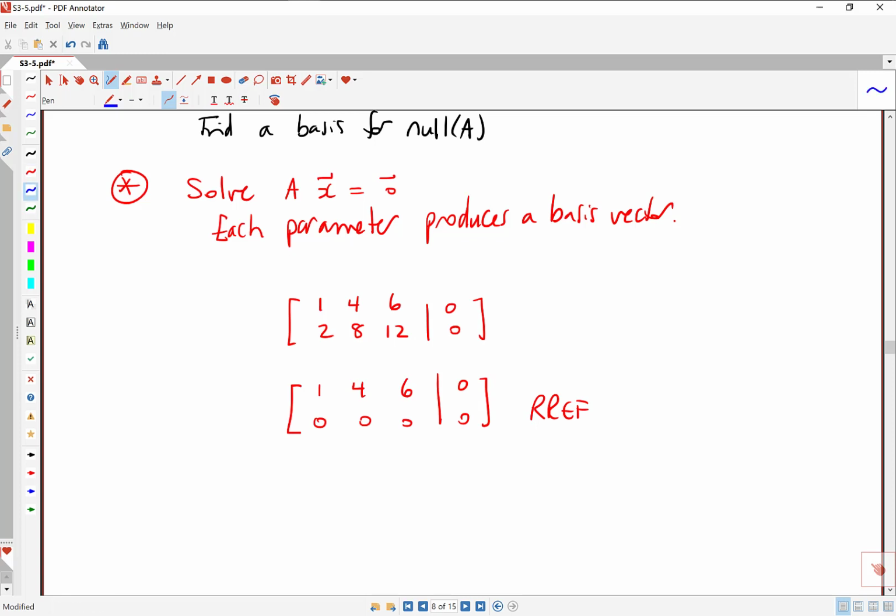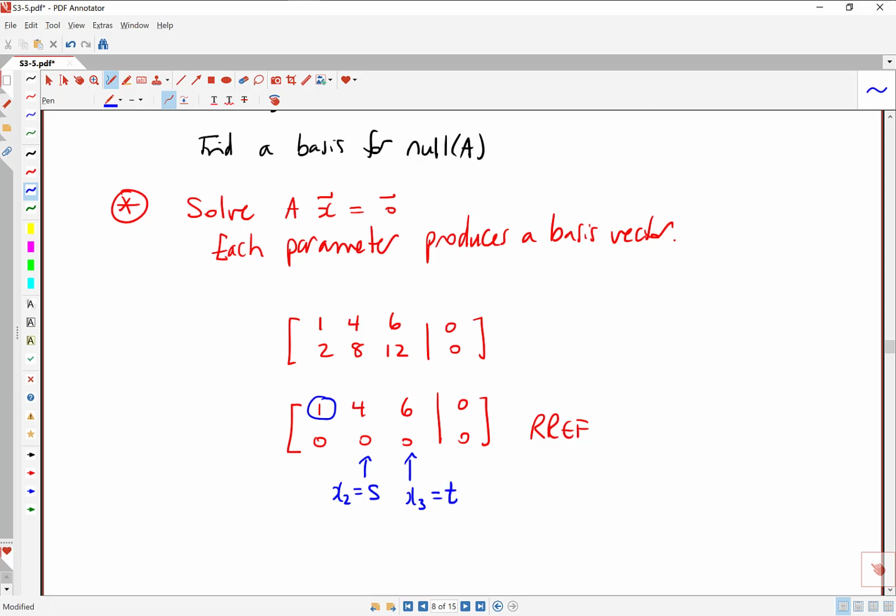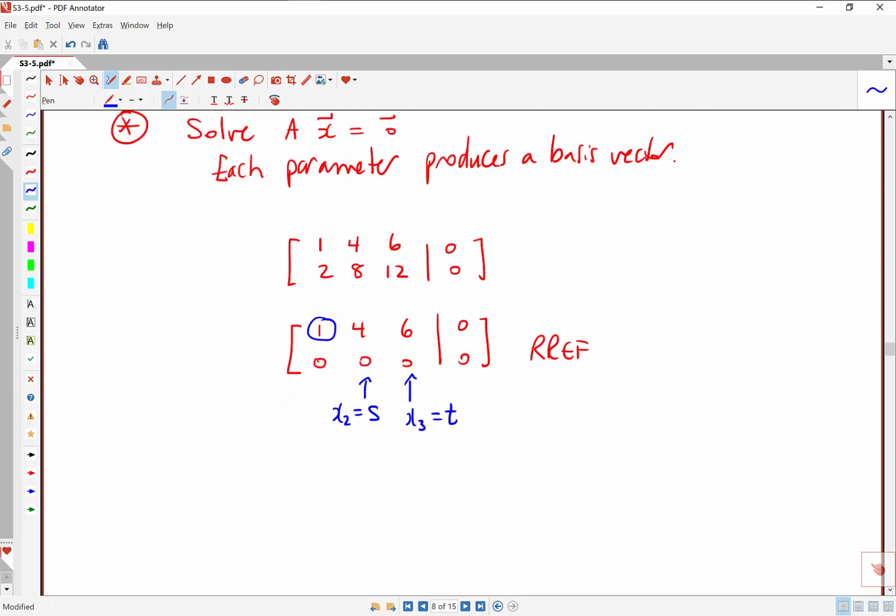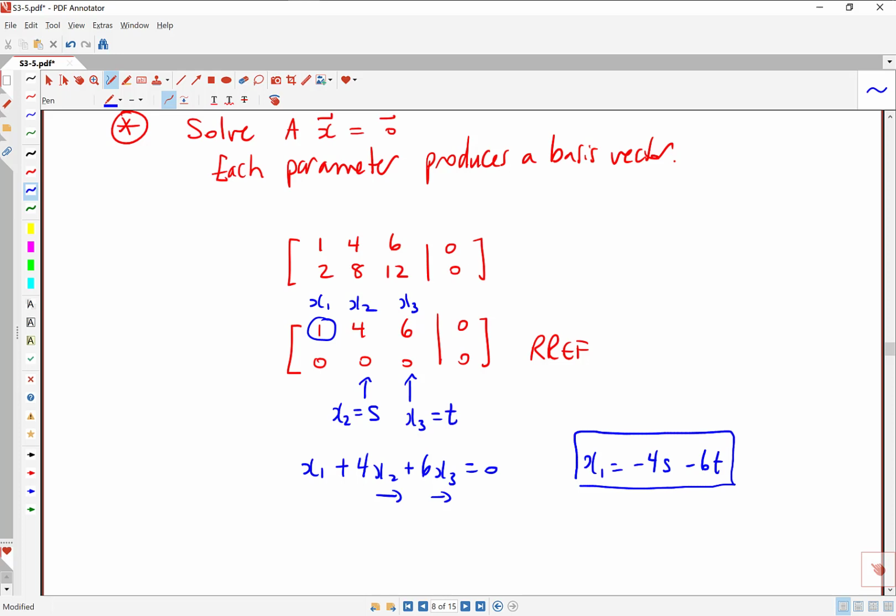So we would circle our leading non-zero entries for each row, and then any column without a circle is going to get a parameter. So we'd say x2 here gets parameter s, and x3 gets parameter t. And then maybe I'll label our variables here. Let's just call them x1, x2, x3. So x2 and x3 have parameters. We can solve for x1 using the top equation. So x1 + 4x2 + 6x3 = 0. If you bring these over and use the values of the parameters, you can say x1 = -4s - 6t. Okay, and then we can just write up our solution in vector form.